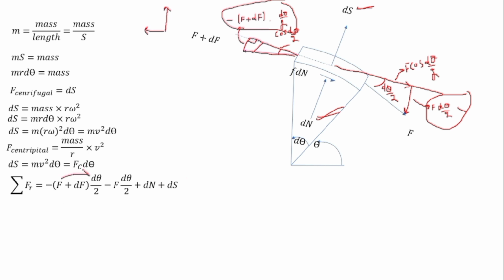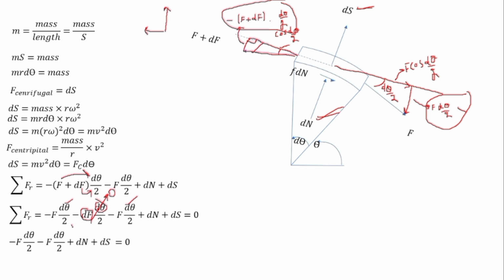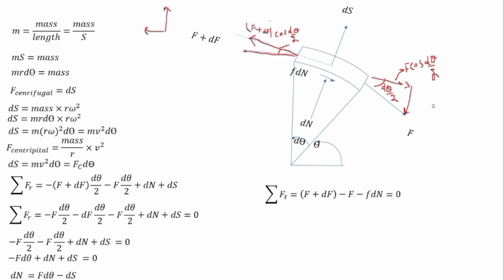Now multiply this f with this and also this with this. So it is going to give you this equation. Now we can add this and this with each other, and d theta is very small and similarly df is very small. So when they are multiplied, they will give further small values. So we can ignore this. So it is going to give you minus f d theta. So dN will be equal to f d theta minus dS. Now let's add the forces in the tangential direction.